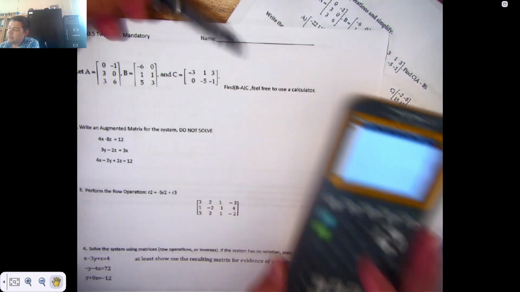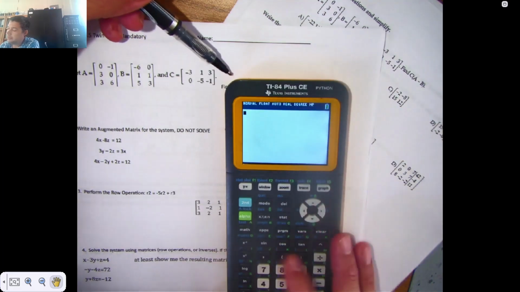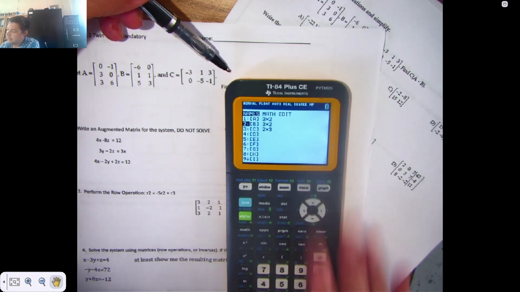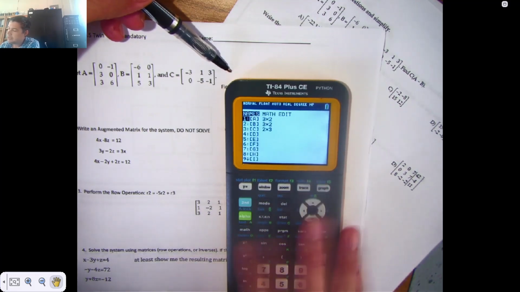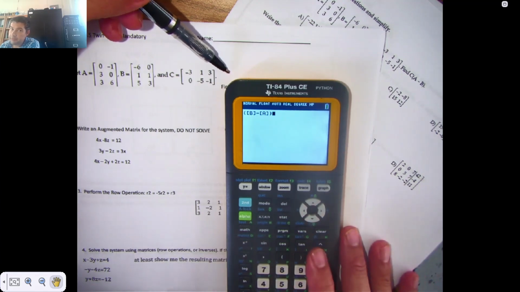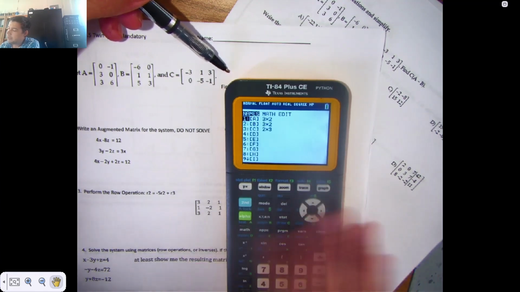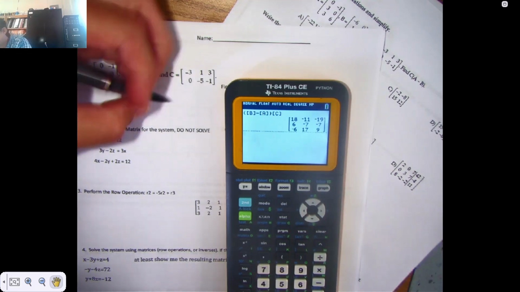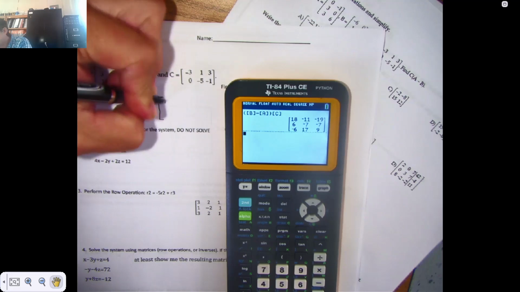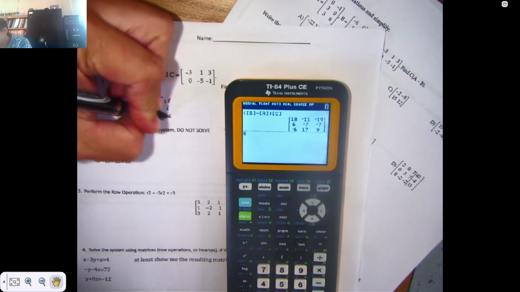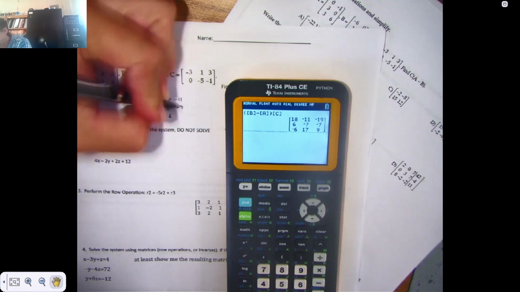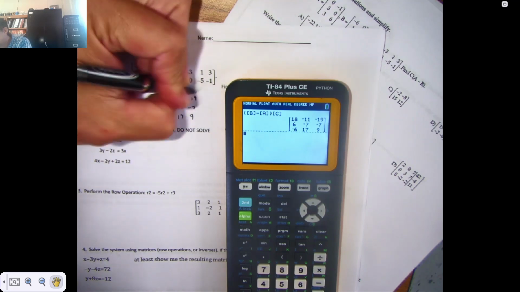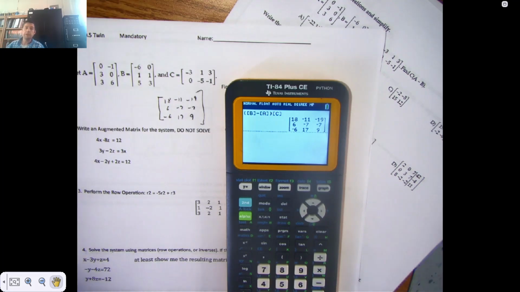All right, now they literally want B minus A times C. Parentheses, because there's a parentheses. Second matrix B minus second matrix A, close parentheses, second matrix C. Ta-da! You got to be some sort of SpongeBob Patrick special to miss that. Not hard.